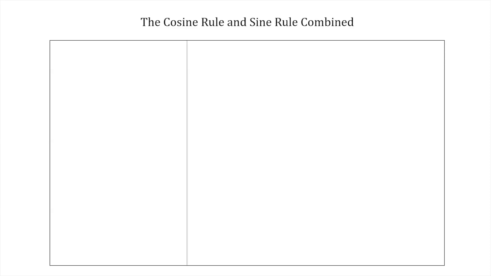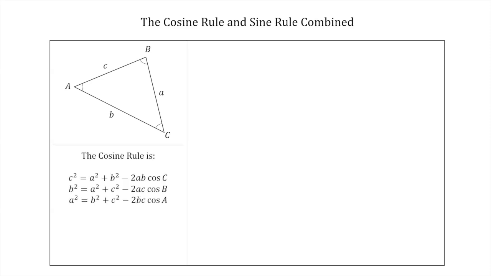So let's start by restating those rules. Both the rules apply to a general triangle. So we take a general triangle with its sides and angles labeled thusly, and we say that the cosine rule is the following. It's three equations. They're all essentially the same equation, but because the equation applies to any three sides and an angle, in any case they're set up like this.